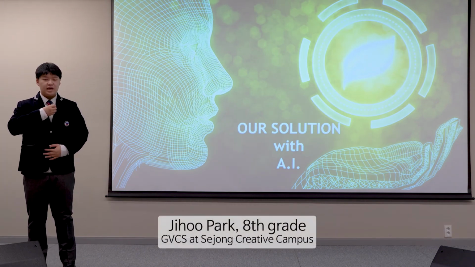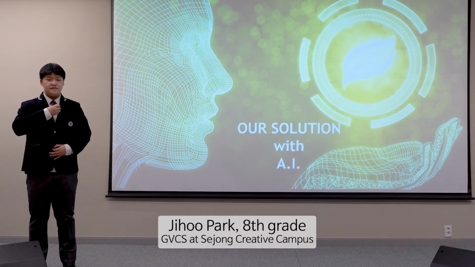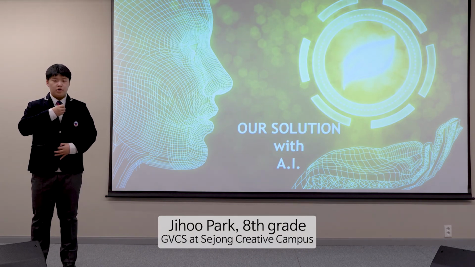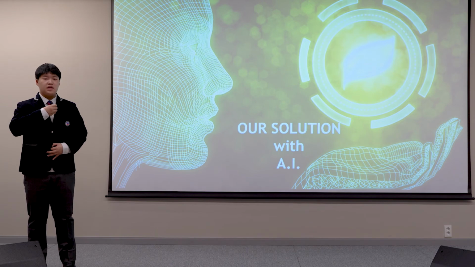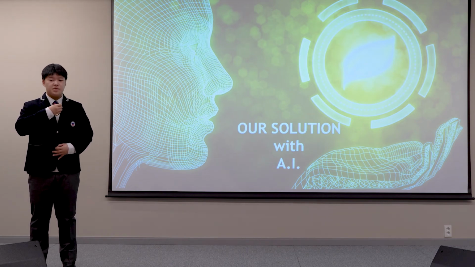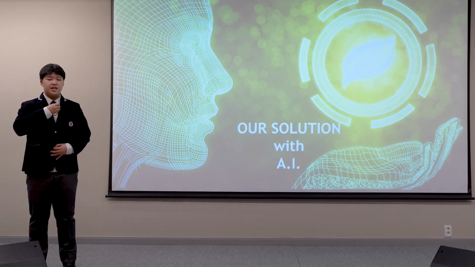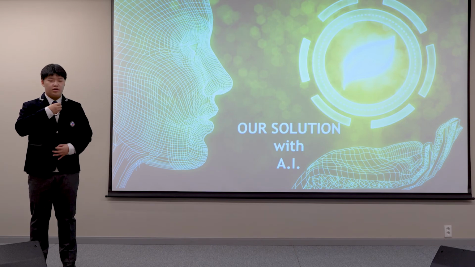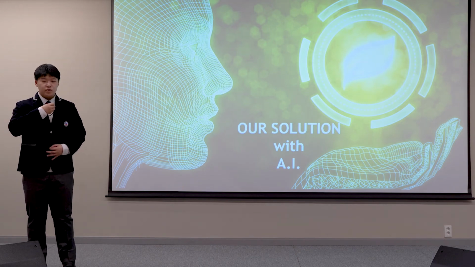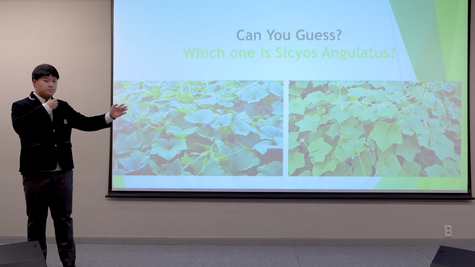Then wouldn't we be able to solve this problem using artificial intelligence? There are so many plants in the world. It is said that there are 390 million species of plants currently identified. And among them, there will be plant species that are very similar to Sicyos angulatus. Let me show you a picture of these two plants.